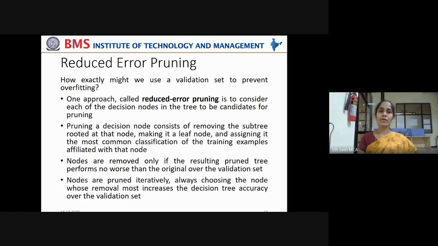Okay, now I think we better stop here. Why? Because this is a continuous topic. If broken in the middle, you may not understand. Now, there are two types: reduced error pruning and rule post pruning. There are two methods in order to avoid this overfitting of data. Let us see that in the next class.